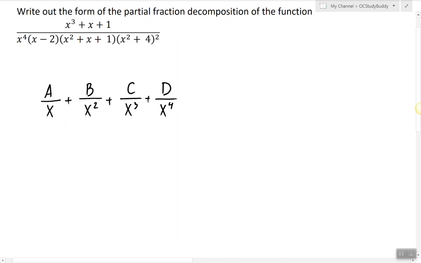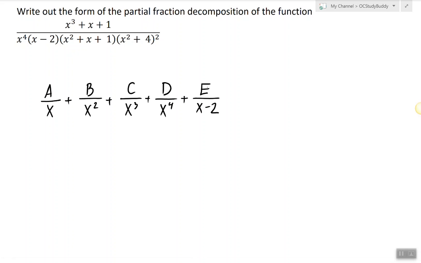Now, we're done with x to the 4, so moving on to the next factor, it's x minus 2. Since it has only power 1, that means the decomposition will have only one fraction with the denominator x minus 2. And again, since it's a linear term, the numerator will just be a number.